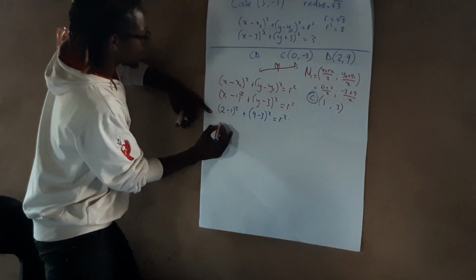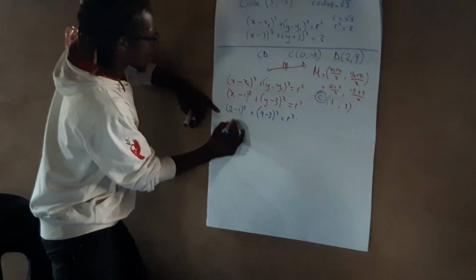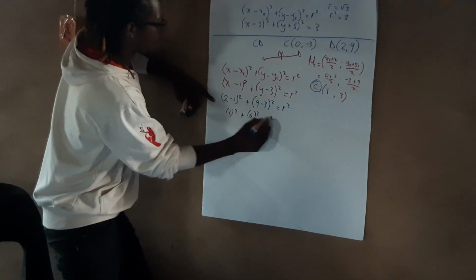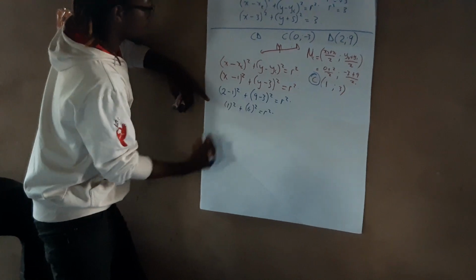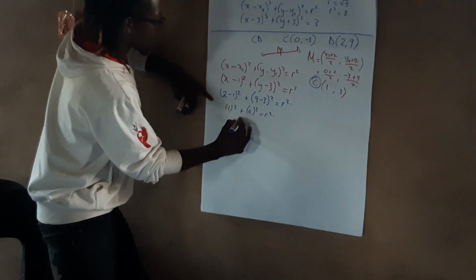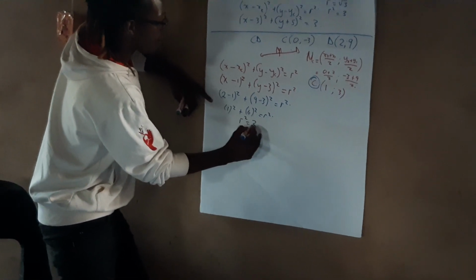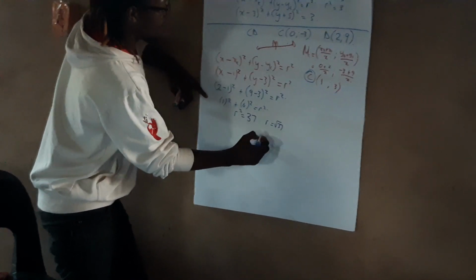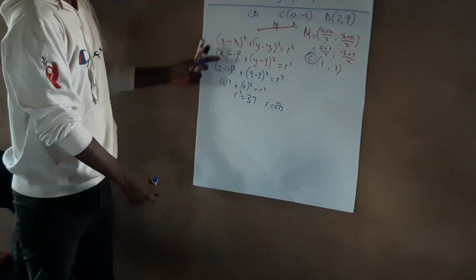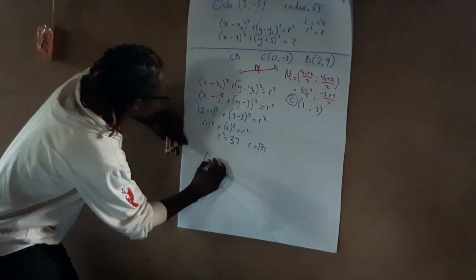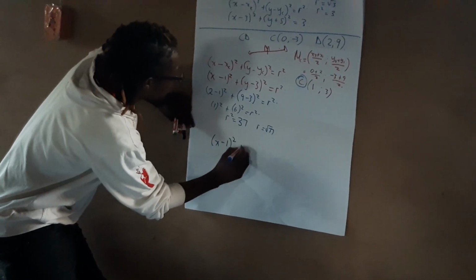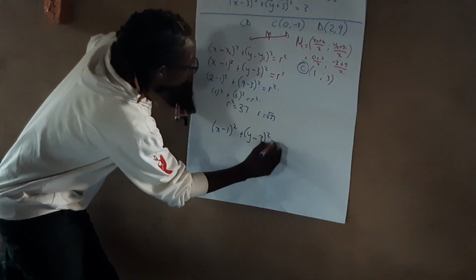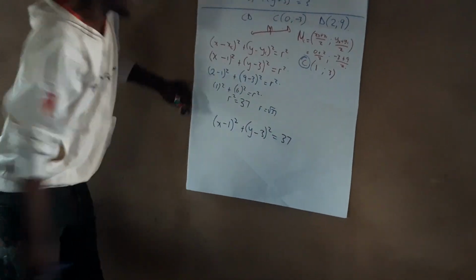So this is 1 squared plus 6 squared is equals to r squared. What is 1 squared? Is 1? 36. So it will be 37, right? So our r squared is equals to 37. So it means that the equation now of this would be x minus 1 squared plus y minus 3 squared is equals to 37.